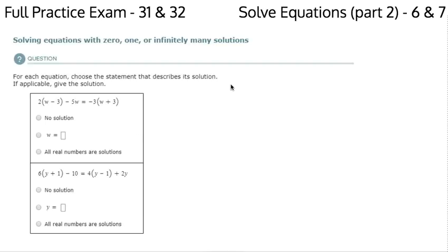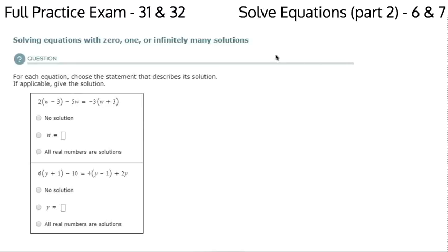Okay, so for the solving equations part 2, numbers 6 and 7 are the same type of question, so this covers both. Or if you're in the full practice exam, it's 31 and 32. So for these equations, you have to decide, is there no solution? Is there a solution? Or is every single possible number a solution? Now these are the situations, it's a special case.